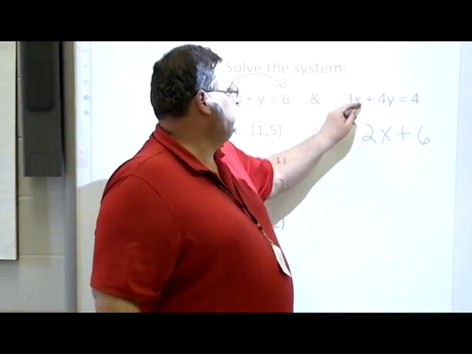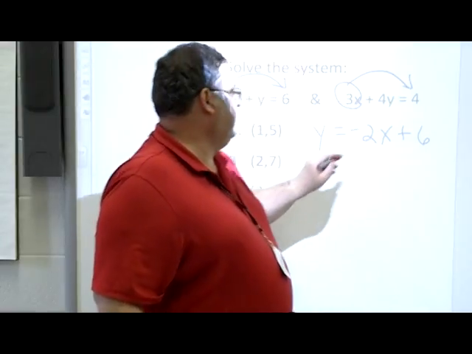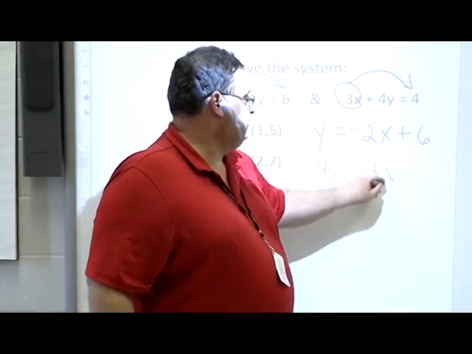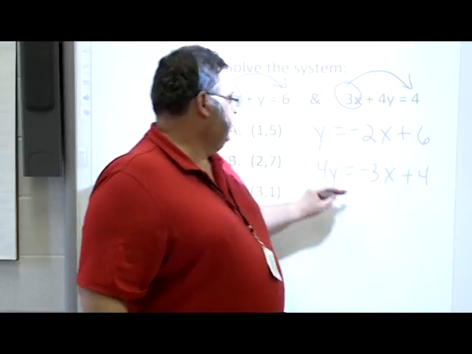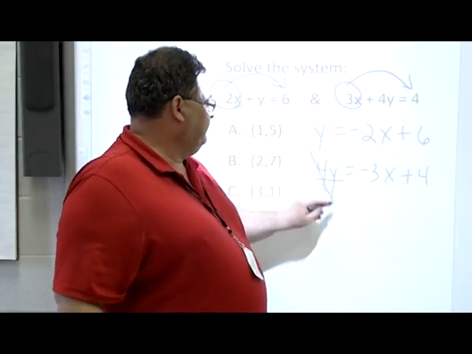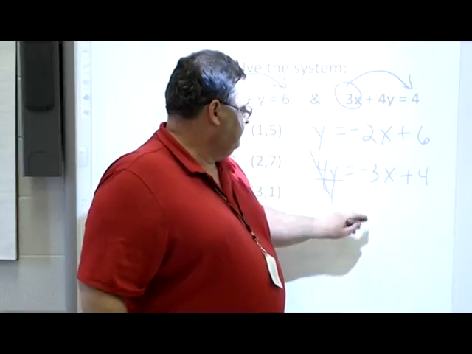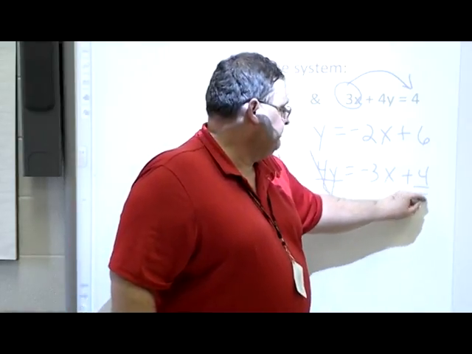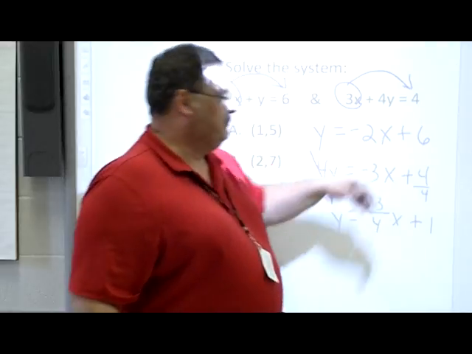And again, I want the y by itself, so I'm going to jump this over the railroad tracks, and I would have 4y equals -3x plus 4. And to get the y by itself, I've got to divide by 4. And so then this becomes -3 divided by 4x, and 4 divided by 4 is 1. So I rewrote the problem.